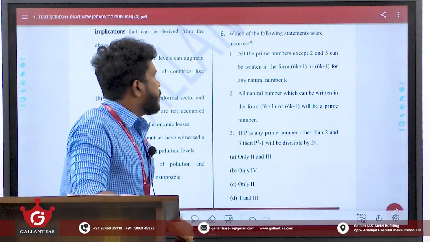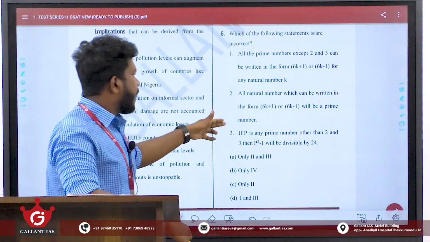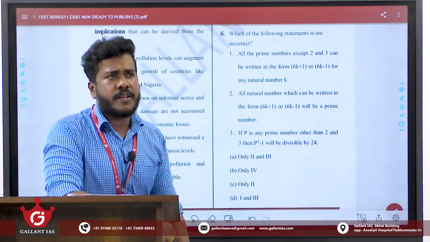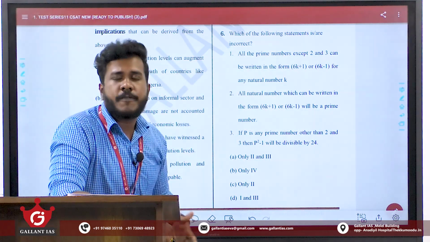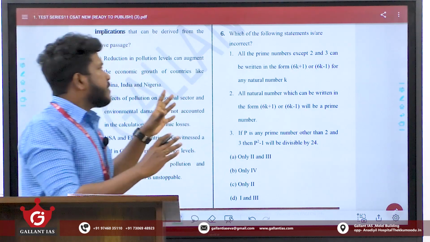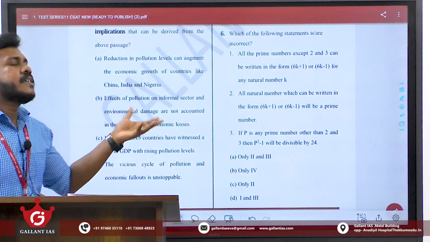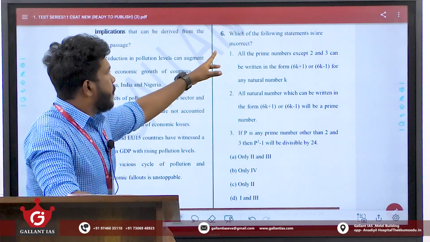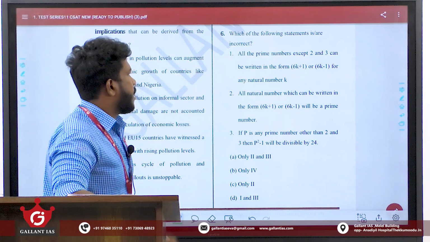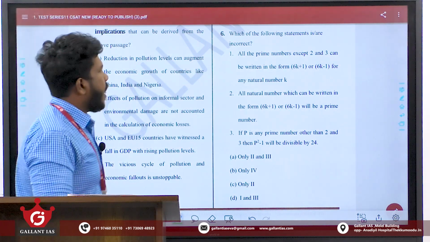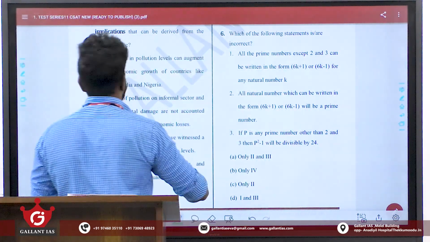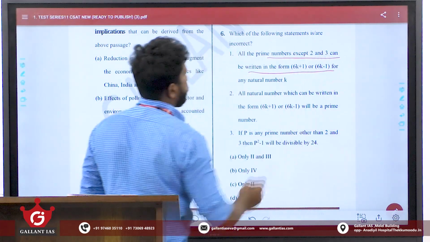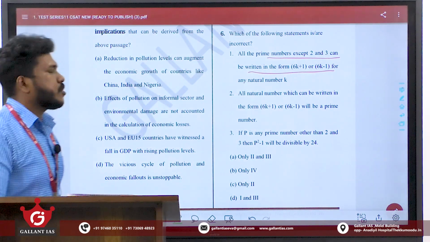Which of the following statements is or are correct? You can see 3 statements, and you need to check which of the following statements are correct. If you are checking the questions from 2021 onwards, you can see that UPSC is asking statement kind of questions in CSAT, right? So this is another kind of question. The first statement is, all the prime numbers except 2 and 3 can be written in the form of 6k plus 1 or 6k minus 1 for any natural number k.